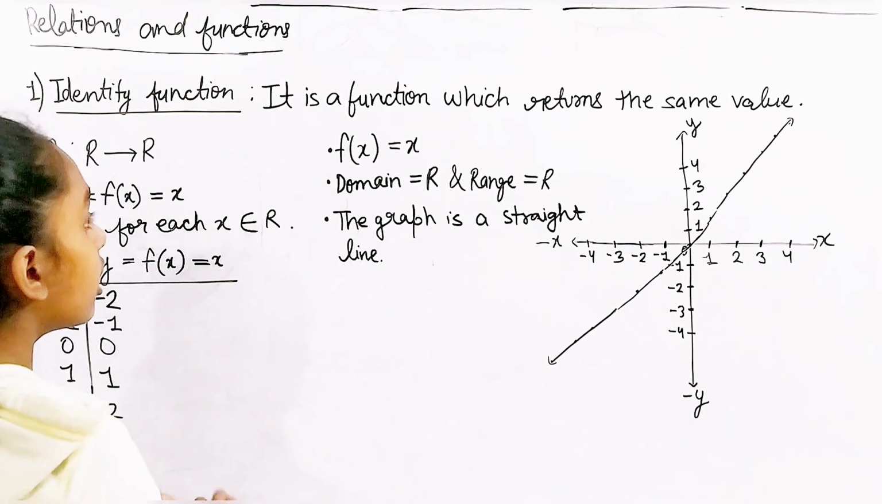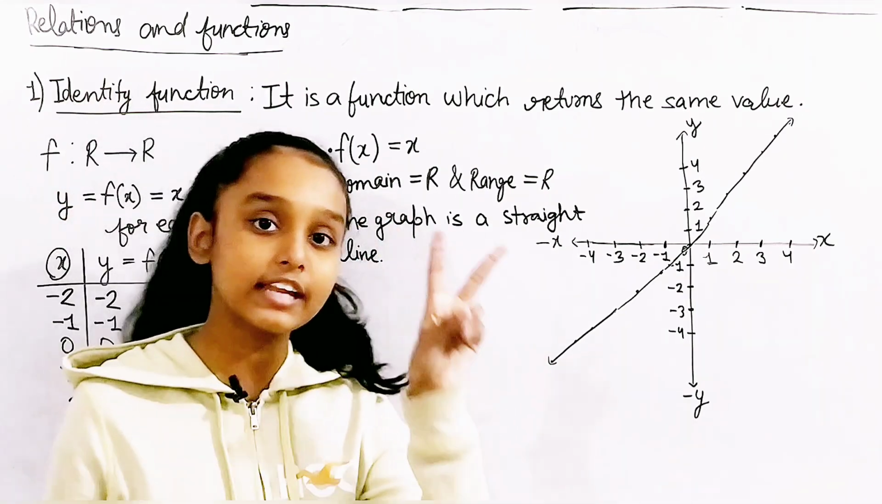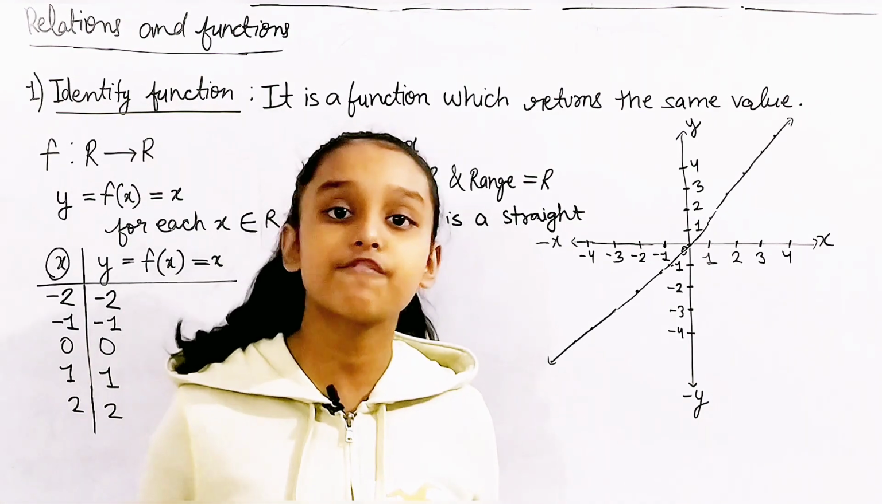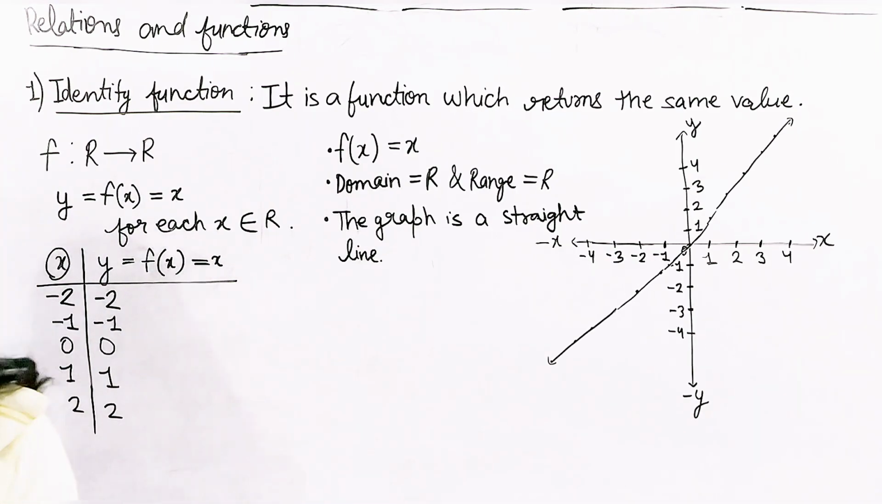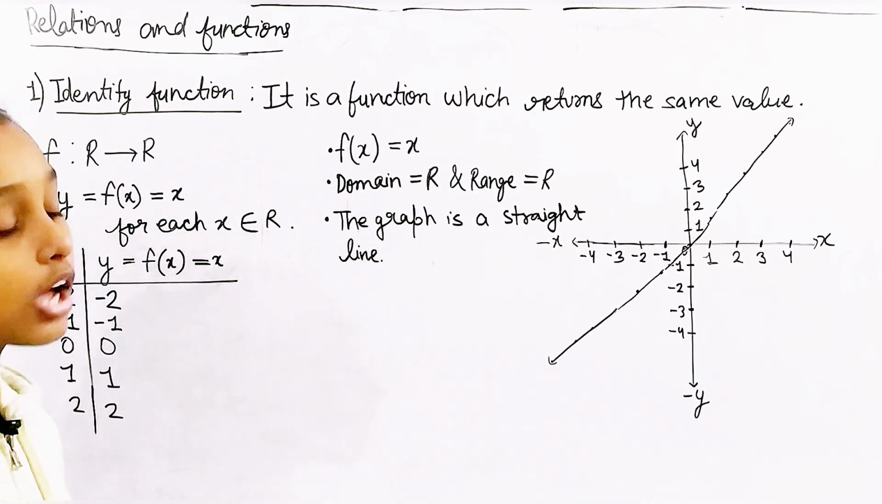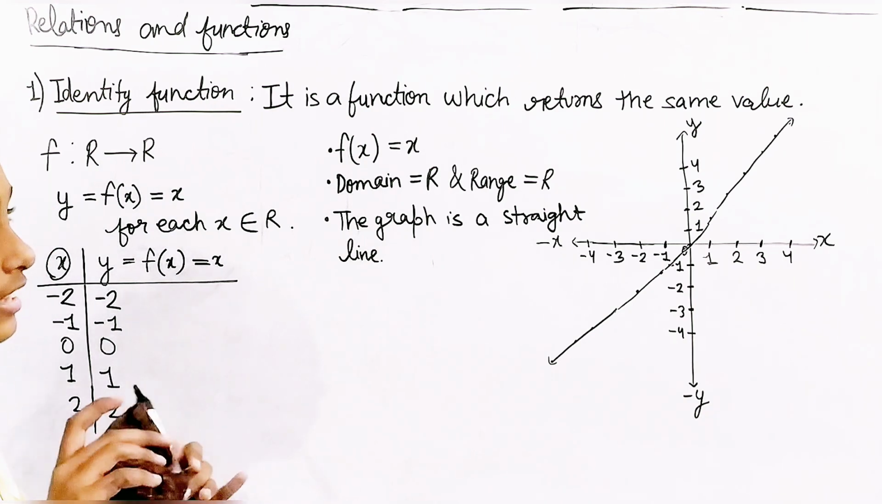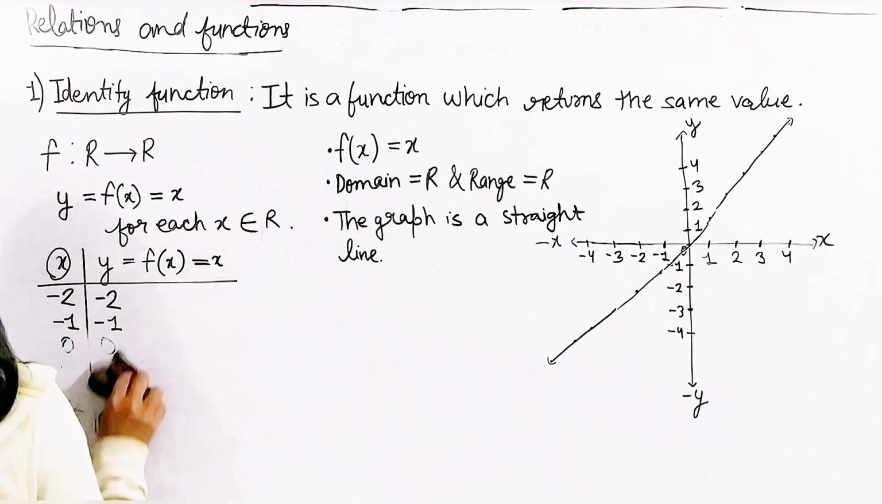Okay, so that was all about the identity function. Now let's move on to our second function. The second function which we're going to talk about is the constant function. So let's talk about the constant function. As you all know about constant, what's the constant? So I think you can guess it simply.